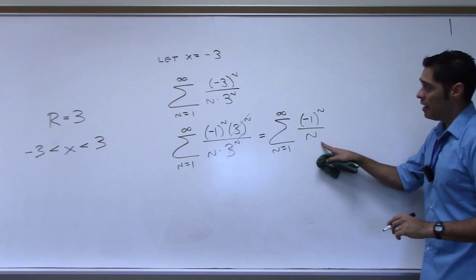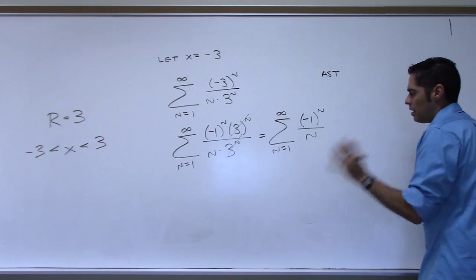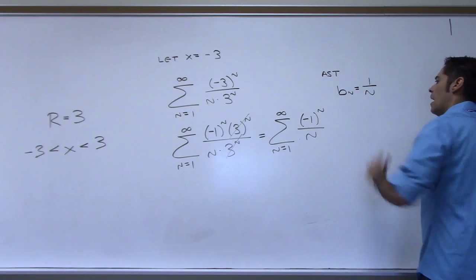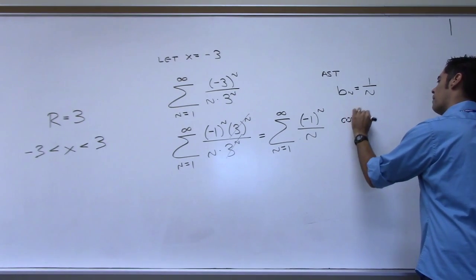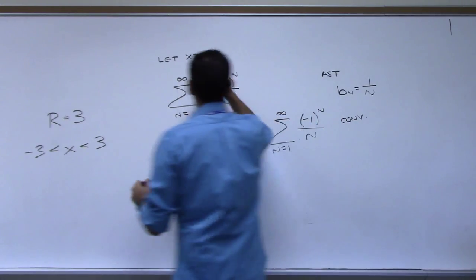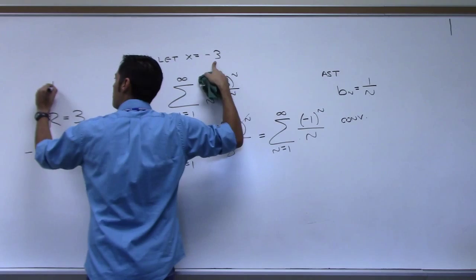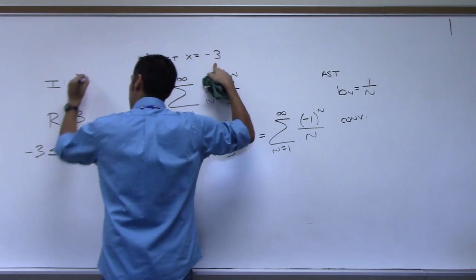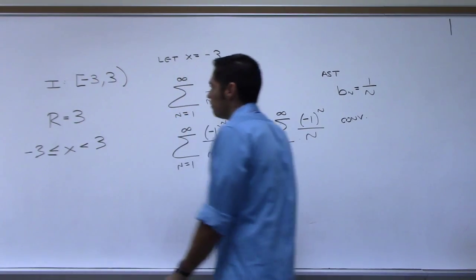And this is an alternating series. You could use the alternating series test to check this. I'm not going to do it. b sub n would be 1 over n. And this is an alternating harmonic series. This converges if you run the test. So that means if x is -3, I do get convergence, which means I do want to include it, which means my interval of convergence should be the interval including -3, so bracket -3 to 3, but don't include 3.